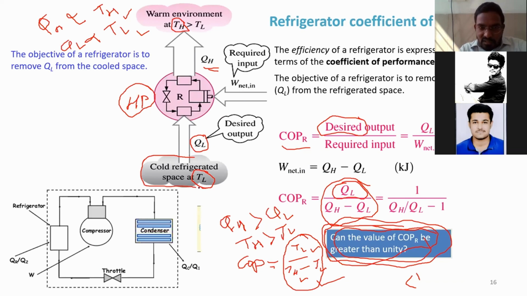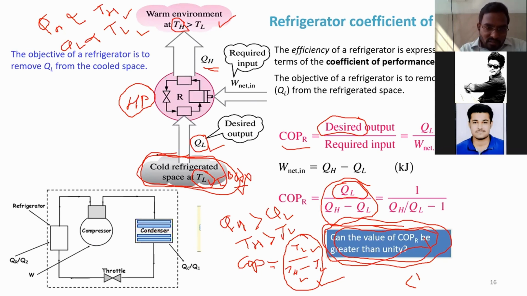Now this is our body, in the sense that maintaining the temperature of this one is our area of interest. The temperature of this one doesn't matter to us, right? Maintaining the temperature of the cold refrigerator space is important. So the amount of heat taken from here is the desired effect, or maintained temperature TL is the desired effect, right?